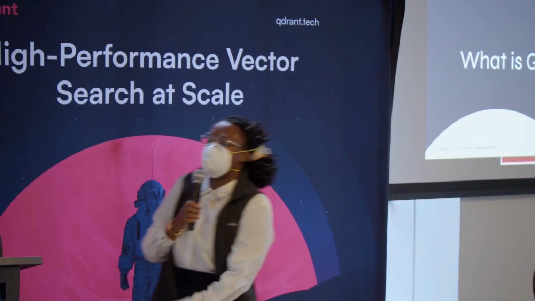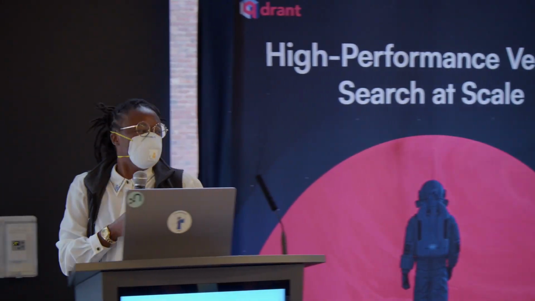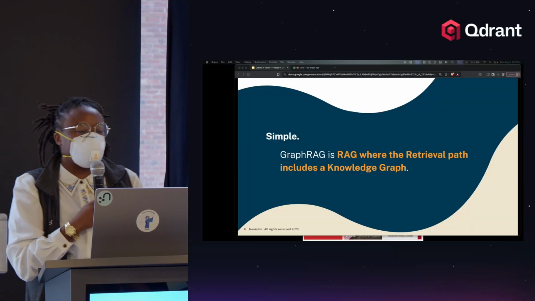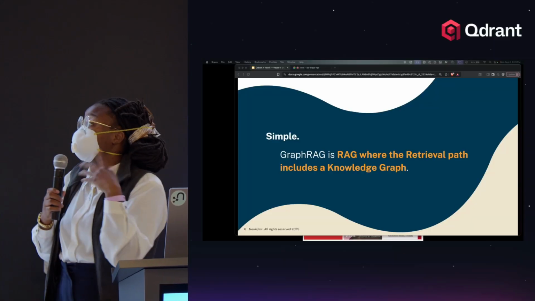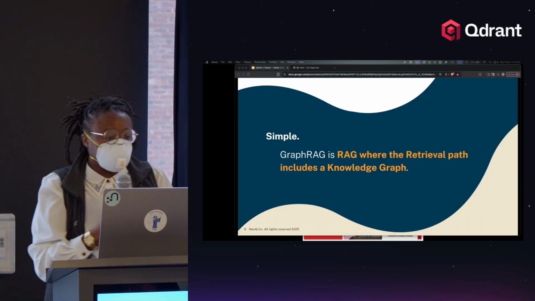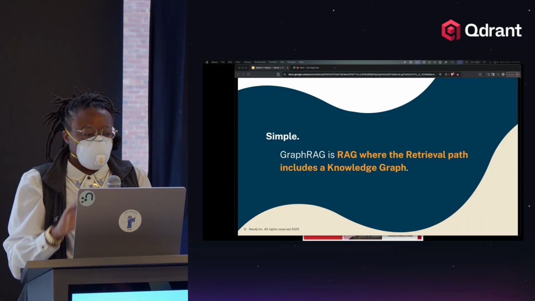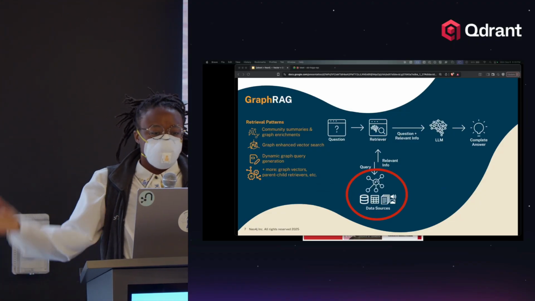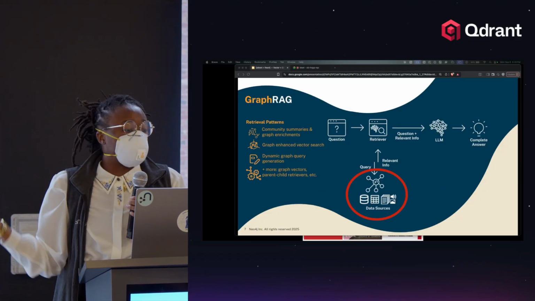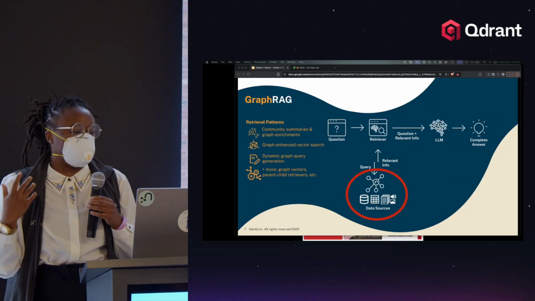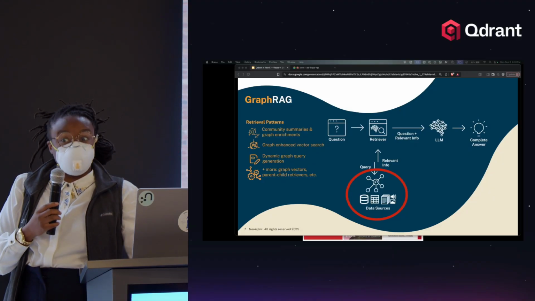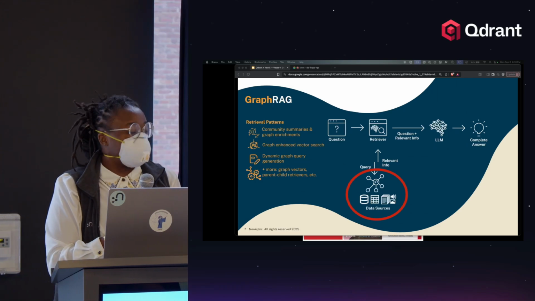That's okay. But so for folk who don't know, what is graph RAG? Graph RAG in its simplest form fundamentally is RAG, but where the retrieval path also includes a knowledge graph. Pretty simple stuff. So as illustrated here, another architecture as well. You can use a knowledge graph in your retrieval path, which also allows you to use graph-based retrieval patterns, such as graph-enhanced vector search and other graph enrichments.